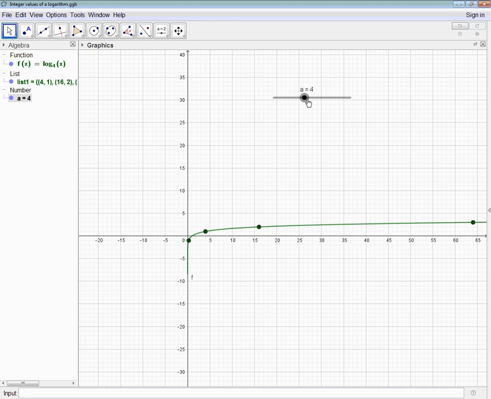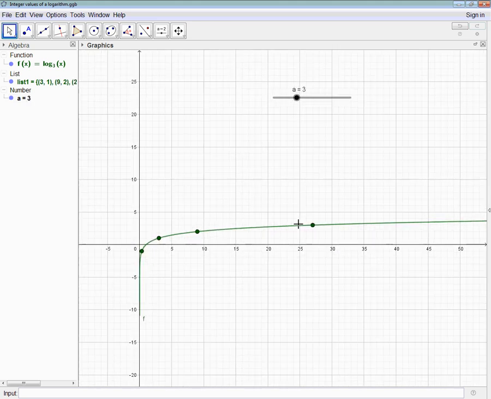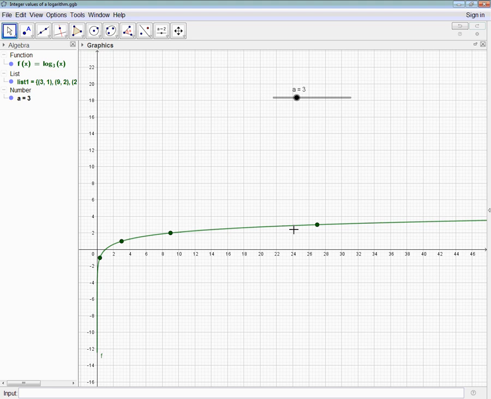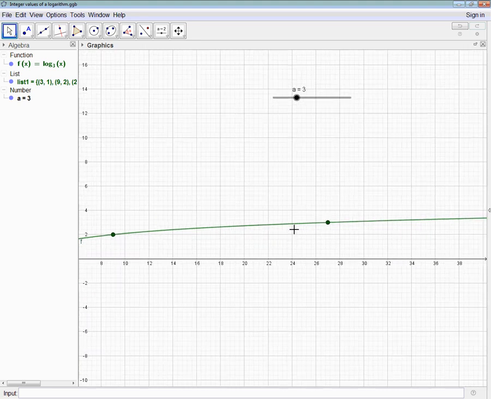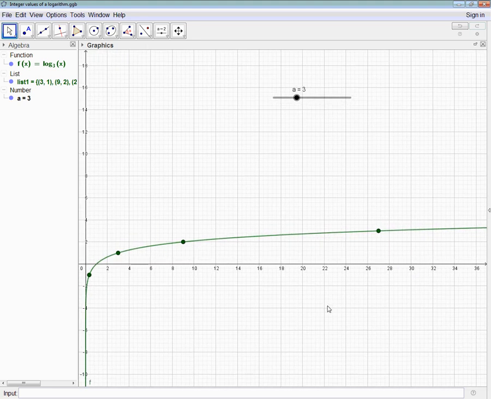All right. Let me see if I can get in. Okay, so here we are at base 3. Now, notice where some of these points are. At 3, it's 1. At 9, it's 2. At 27, it's 3. They are the powers of 3.